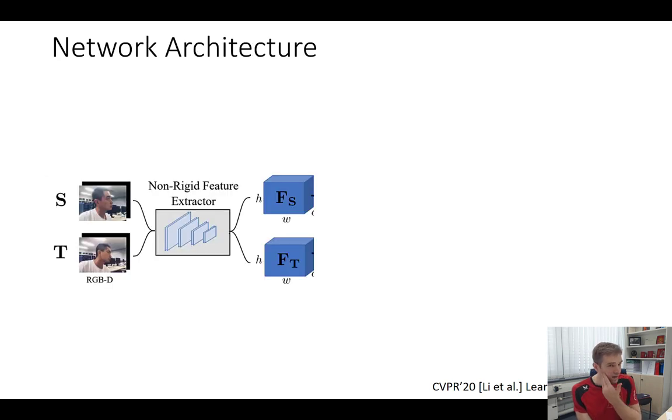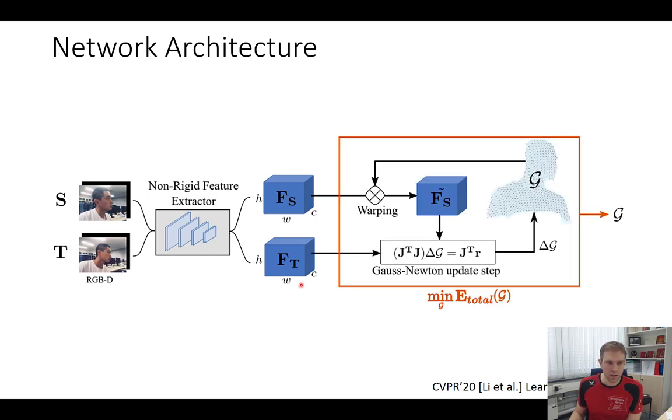can go ahead and do a feature extraction. So we have a source frame here, we have a target frame, we have an encoder respectively that gives us non-rigid features. And in order to learn these, what you can do is put these features into an energy formulation that basically runs a bunch of Gauss-Newton steps and tries to align this graph from the source with the target. We have a loss on the graph nodes and backpropagate through this whole thing.